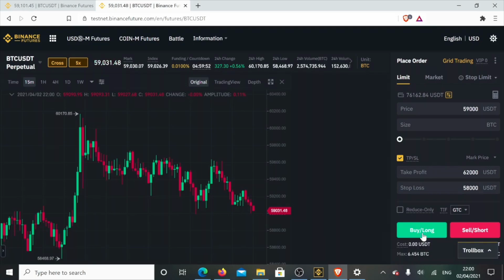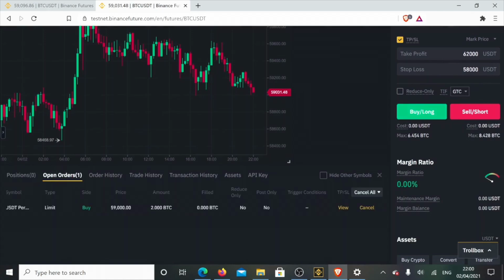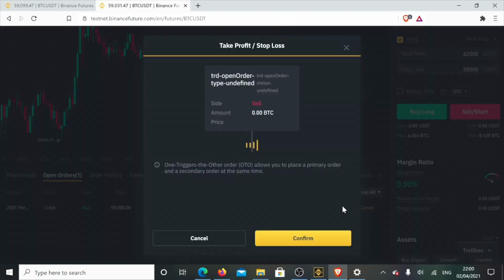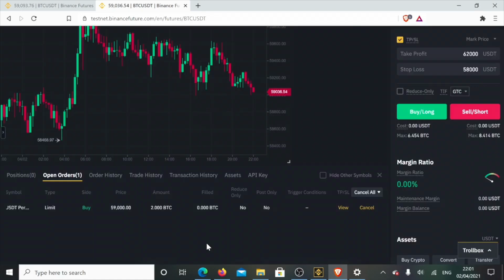Your order is submitted. So now you can go and check open orders. Can you see your open order now to buy BTC? Go to the side, view. You can view your stop loss and take profit. Can you see? Take profit at 62,000, stop loss at this amount. So you can confirm here, or you can even change it here. You can still edit it. That is how to do that.